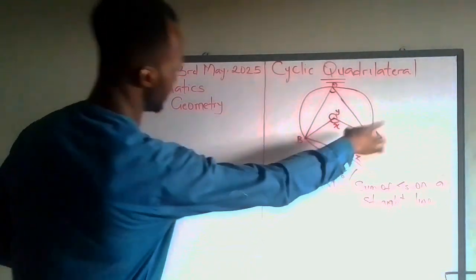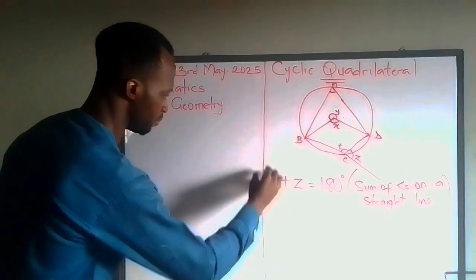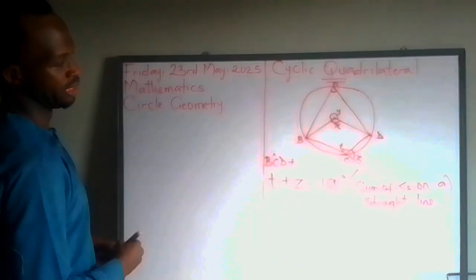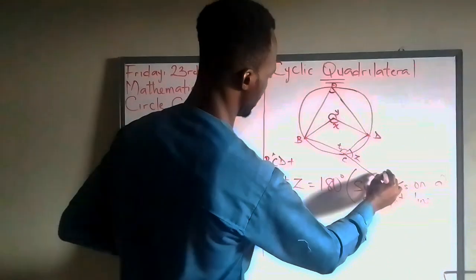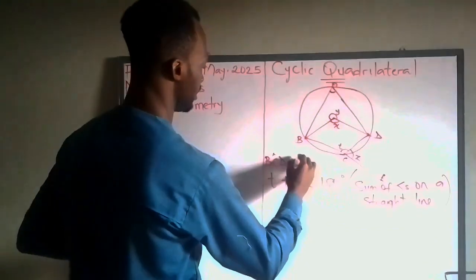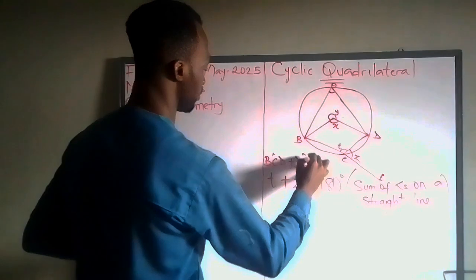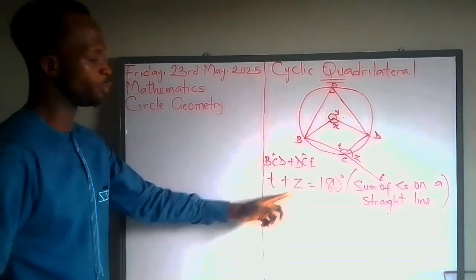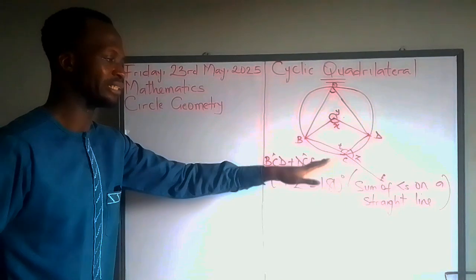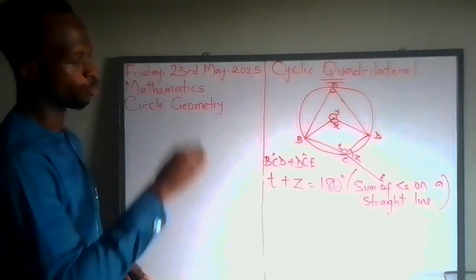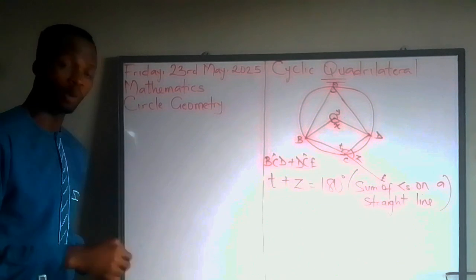The angle at T is angle BCD. The angle at Z is DCE, where we call this point E. So the angle BCD, which is T, and the angle DCE, which is Z, is equal to 180 degrees, and the reason is that the sum of angles on a straight line is equal to 180 degrees.